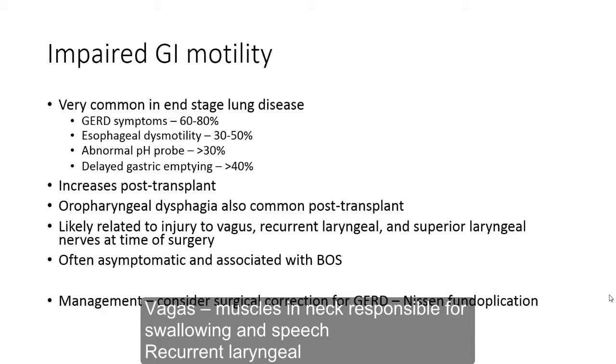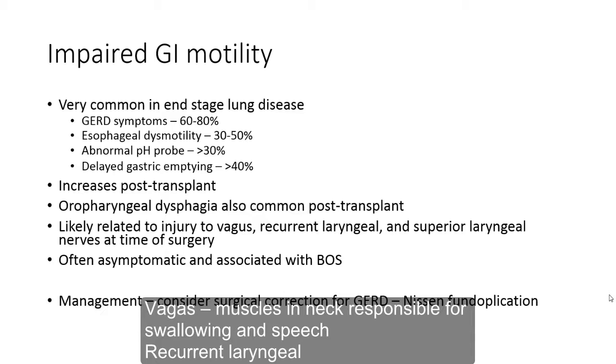So focusing a little bit more on impaired GI motility, we start out with patients that have very high rates of GI issues, not from their end-stage lung disease, but they're just very common in patients with end-stage lung disease. It's estimated that 60 to 80% of people have acid reflux in end-stage lung disease, and up to 50% have esophageal dysmotility. Greater than 30% have abnormal pH probe, and greater than 40% have delayed gastric emptying.